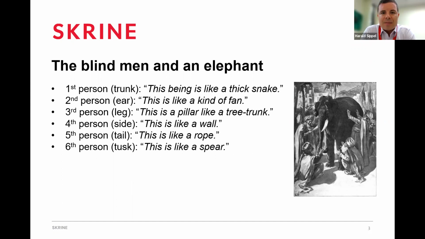And in their way, they're right, because someone who touches the tusks will say this is like a spear. It's maybe even cold and sharp at the edges. But of course, you cannot say an elephant is like a spear. It's also nonsense when you say an elephant is like a thick snake, right? So in a way, everyone is right, but then still everyone is wrong.